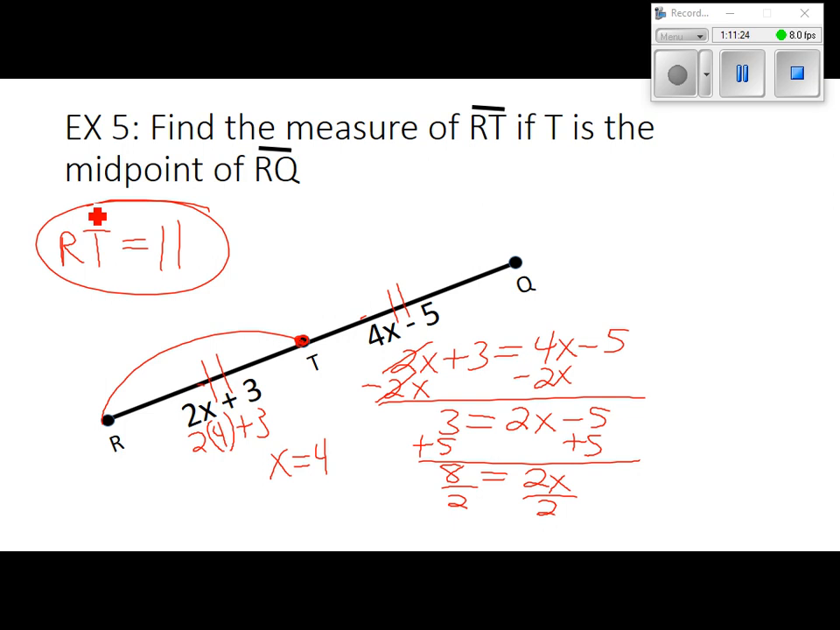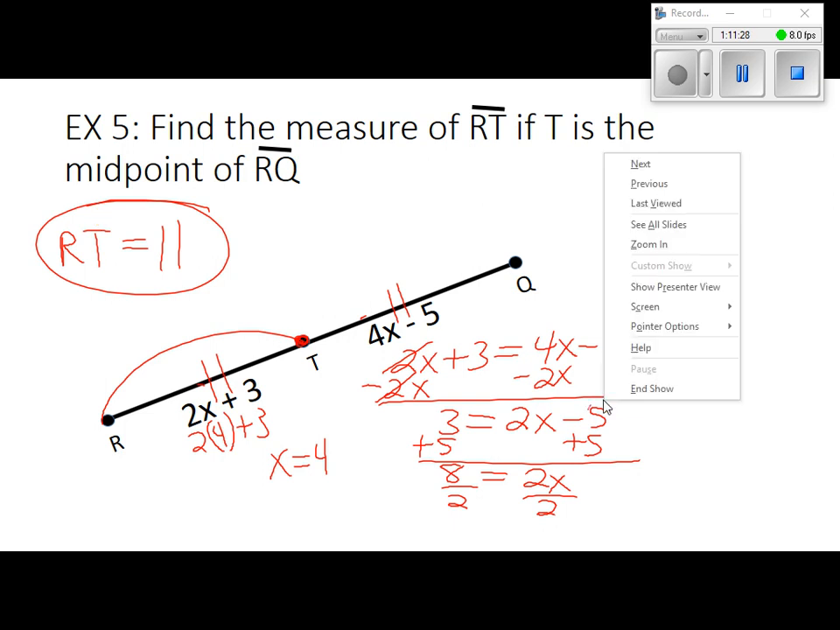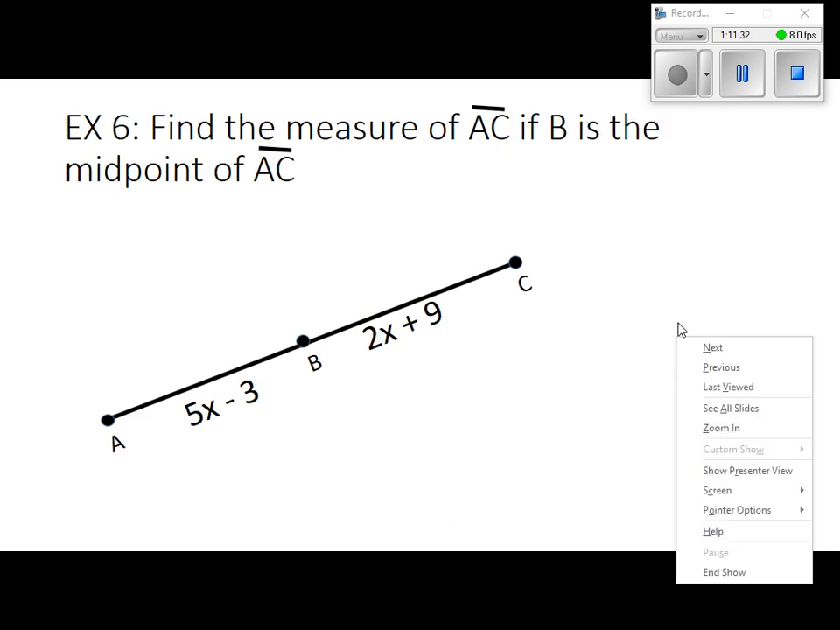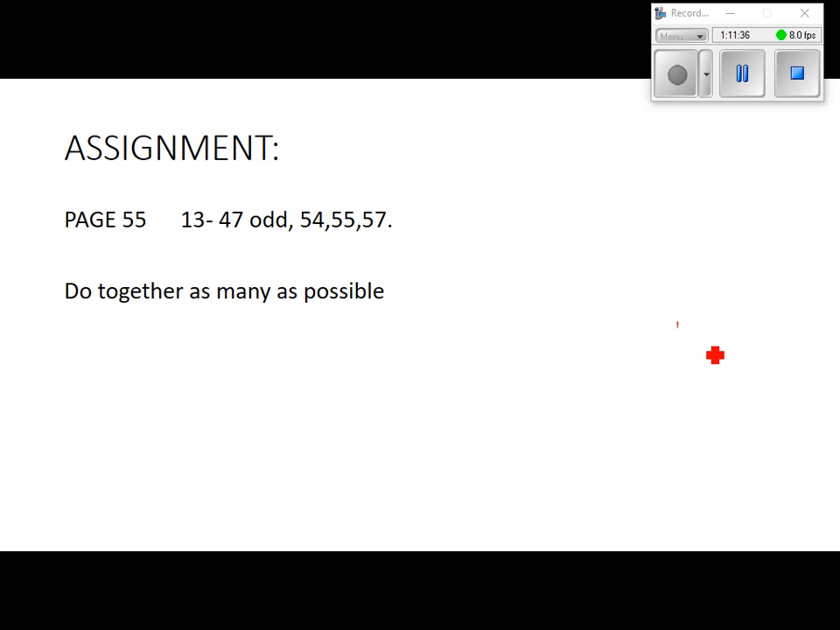I thought I could trick you. The assignment is on the bottom of that page. There's actually a couple more of those. Those are pretty easy, right? 13 through 47, the odd.